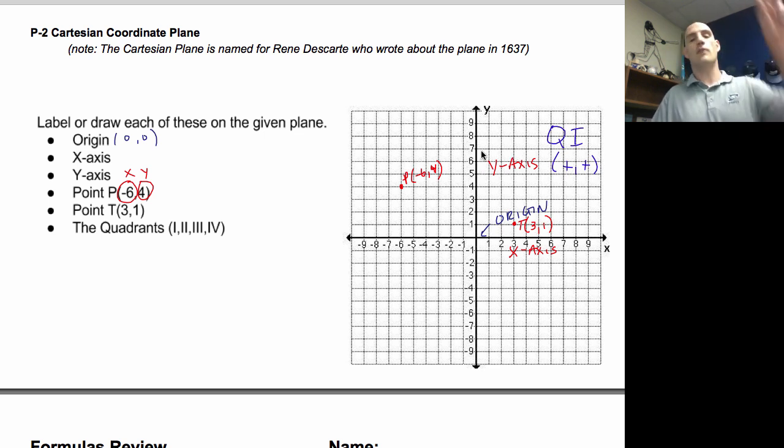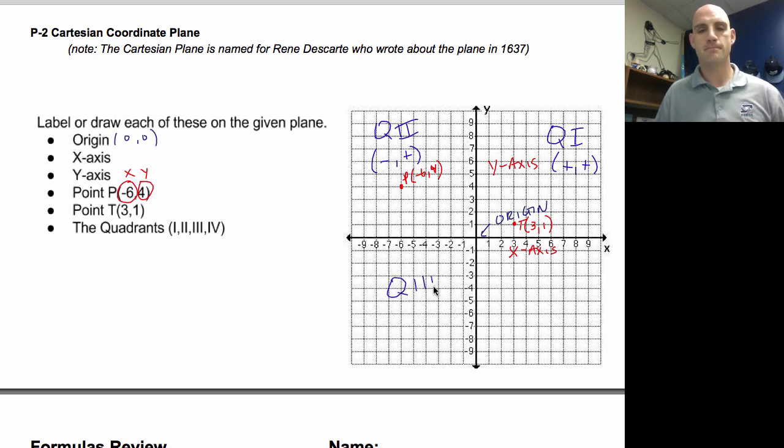From there, we're going to move around counterclockwise. So this is quadrant 2. In quadrant 2, my x is negative and my y is positive. In quadrant 3, both are negative. And in quadrant 4, I've got positive x and negative y.